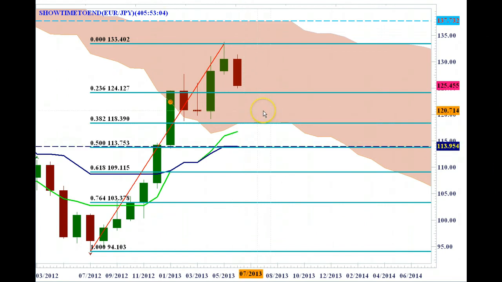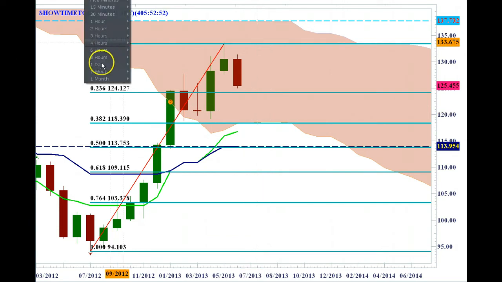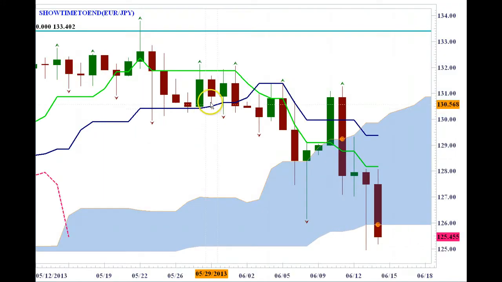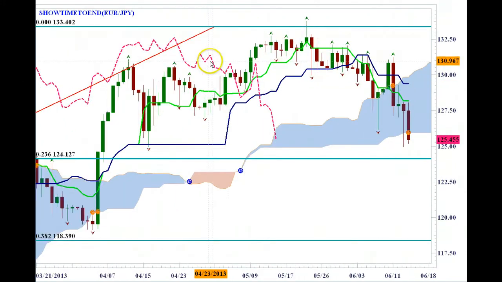So on the monthly time frame, remember that trends start from the bottom up. We do our analysis from the top down. So when a trend starts, it's going to start on the lower time frame and work its way up to the bigger time frame. So let's go to the daily time frame. And here's what's making me love this pair on the daily time frame.